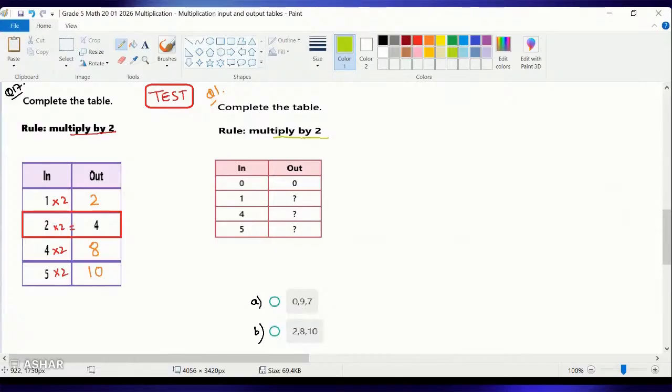So 0 multiplied by any number, even if it's 2, stays as 0, right? So what should be the remaining 3 values over here? That means if one input was multiplied by 2, then all values of input should be multiplied by 2. Agreed? And the answer should be 0, 9, 7 or 2, 8, 10. Option A or option B? Which option should be the correct answer?